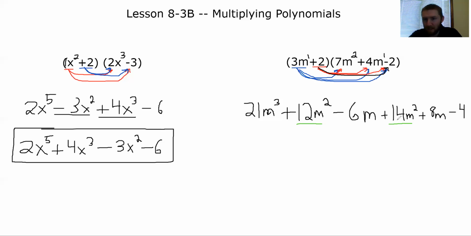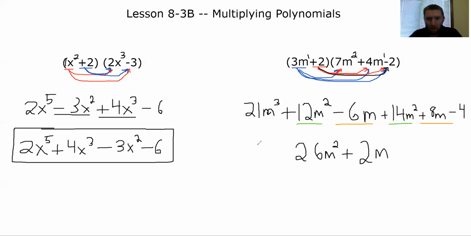Both of those are currently positive. They both have plus signs in front of them. So a positive 12 plus a positive 14 is going to make a positive 26. Okay, positive 26 m squareds. The other thing that I notice is this minus 6m and this plus 8m, they can be combined as well because they both just have the letter m. So when I combine those together, I end up with plus 2m. Negative 6 plus 8 is plus 2m.